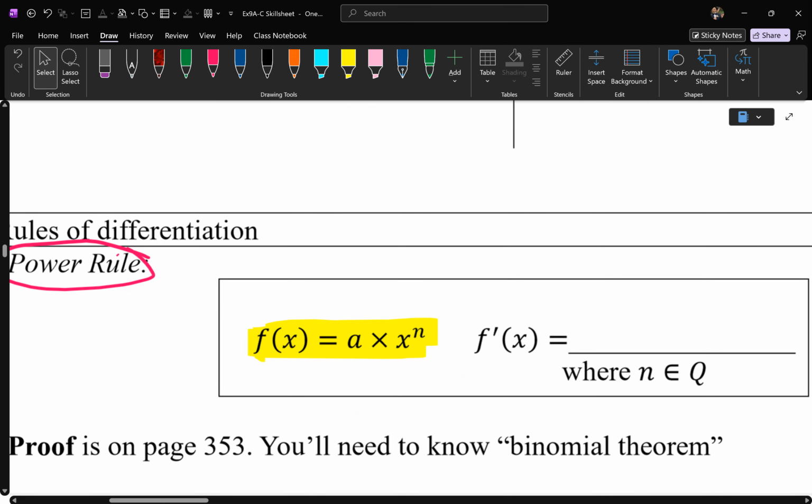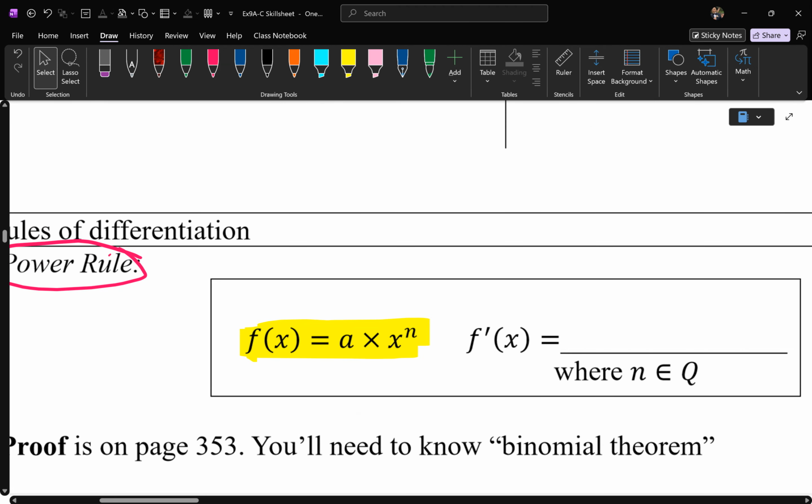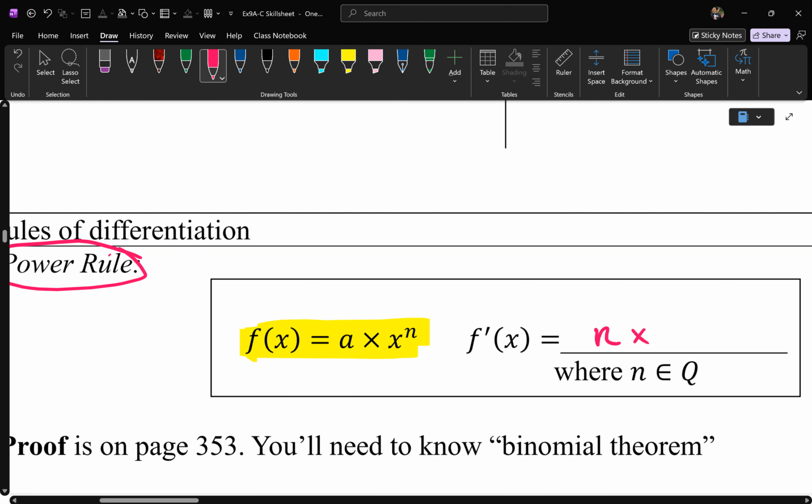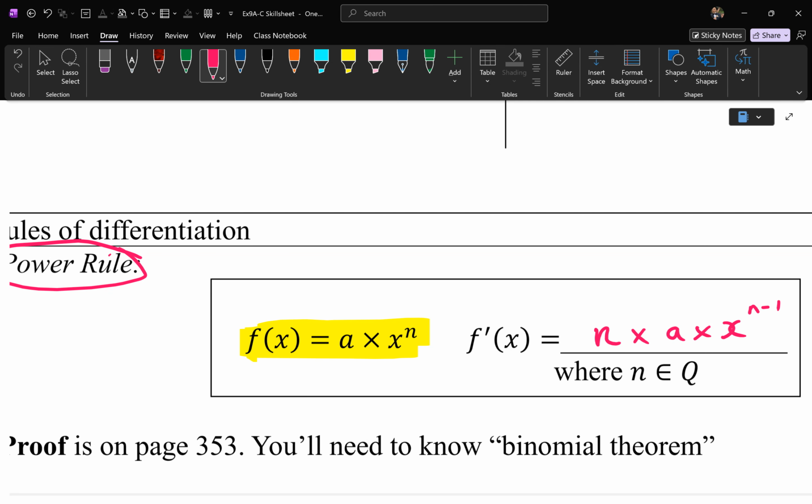So, what's the rule say? a x to the power of n, so as a single term, it has a coefficient. Then the rule says you can do n, which is the power, multiplied to the coefficient, a, times x to the power n minus 1. That's all you have to remember.